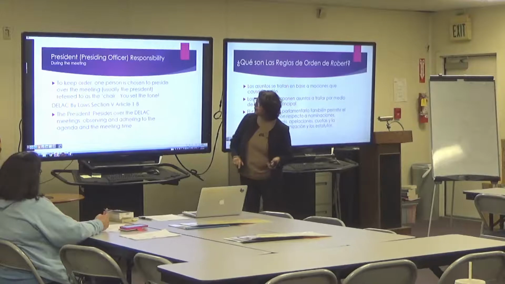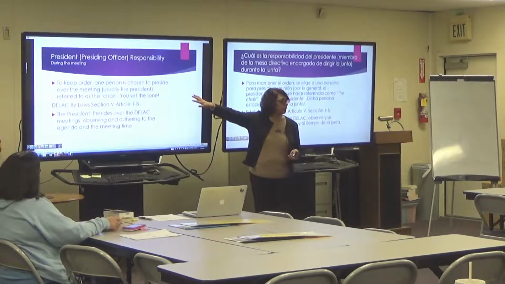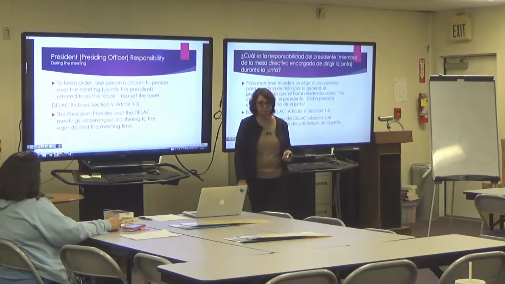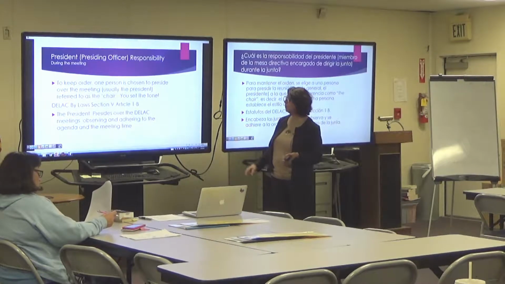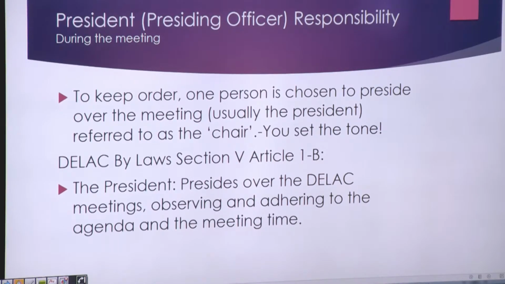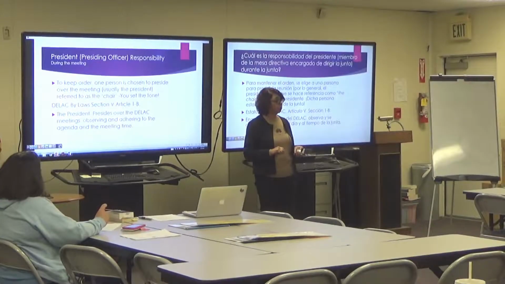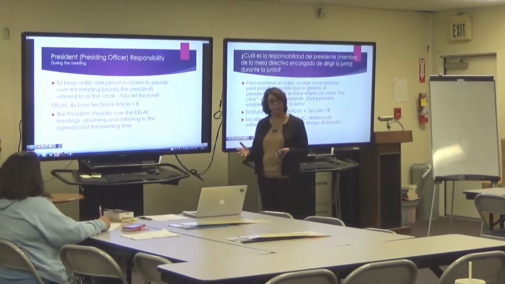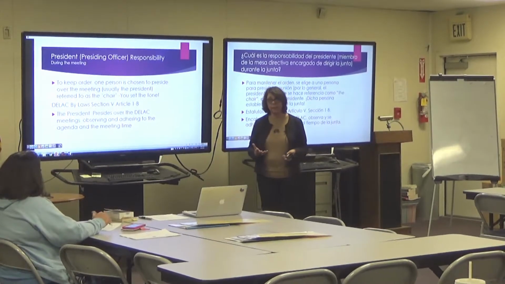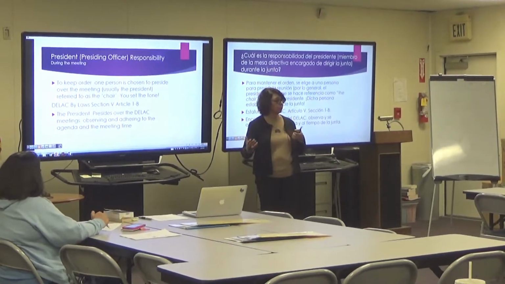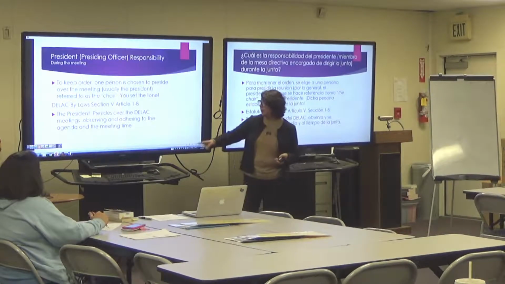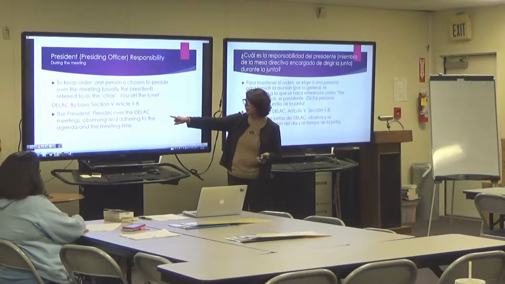So, let's see. What is the responsibility of the president or the presiding officer? The responsibility is to keep order. One person is chosen to preside over the meeting. Usually it's the president, and they refer to him as a chair. The president sets the tone. They're the ones in charge. They're the ones saying, do I hear a motion? Do I hear a second? And the vote, and making sure that everyone has a chance to speak and everyone feels as though they've had a voice. In your bylaws, it says the president presides over the DLAC meeting, observing and adhering to the agenda and the meeting time.